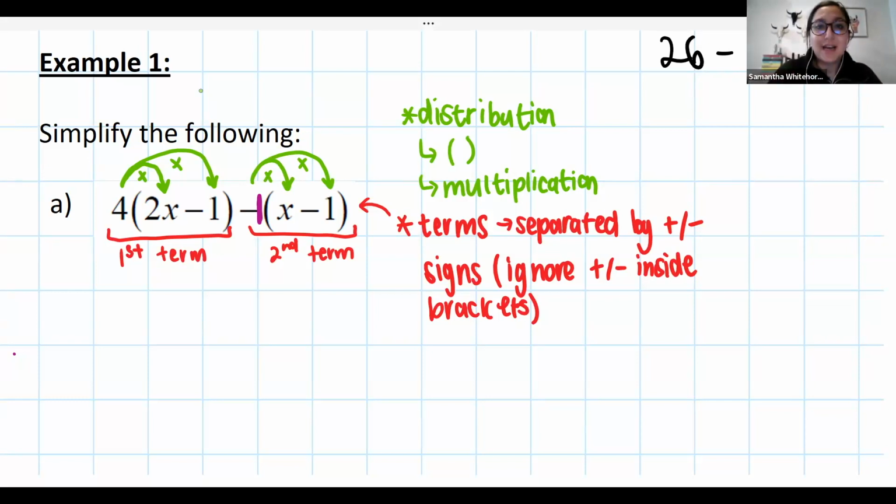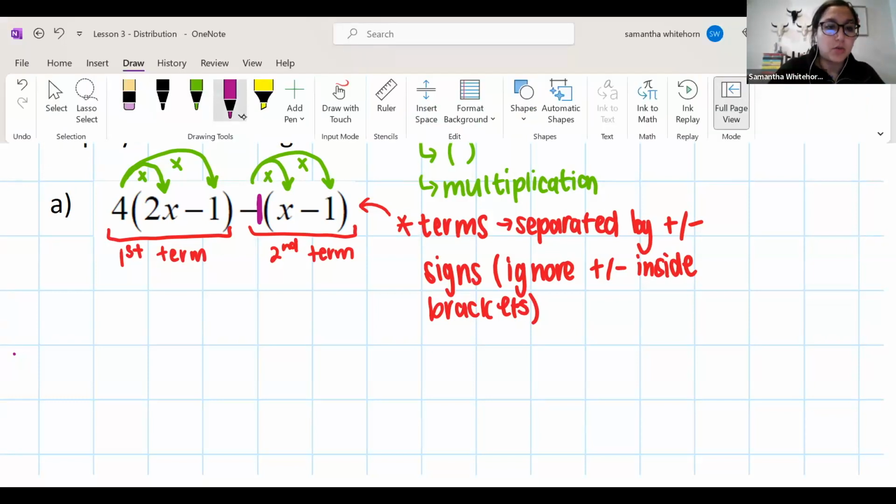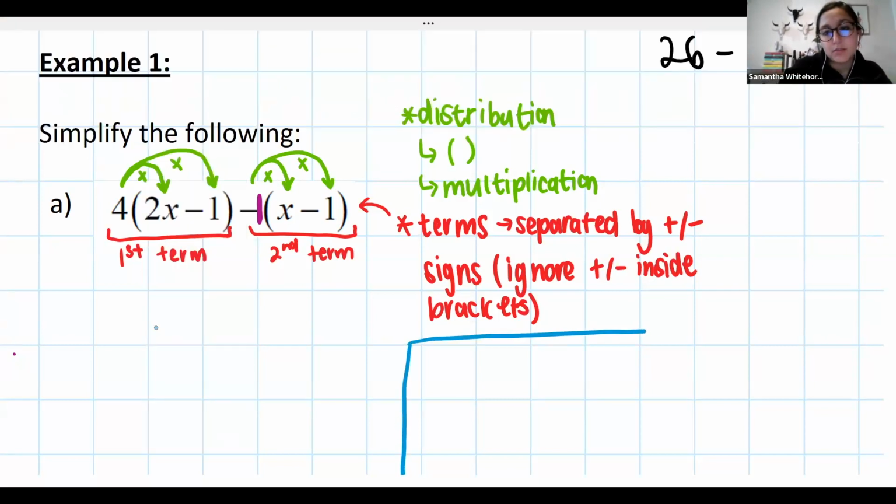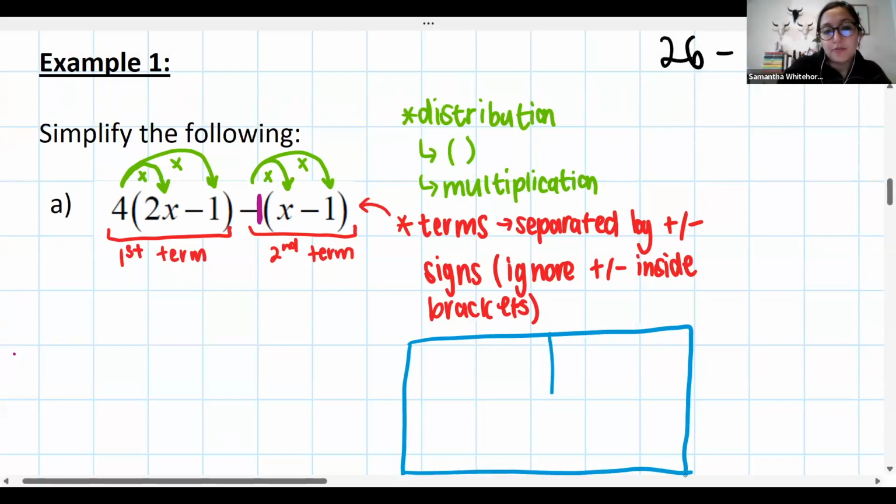You don't need to have the separate little block. I'm just going to draw one because it is quite helpful, especially if we get a bit overwhelmed with the multiplication going on. So if we have a look at our first set of multiplication, my first term is telling me to take 4 times positive 2x and 4 times negative 1.